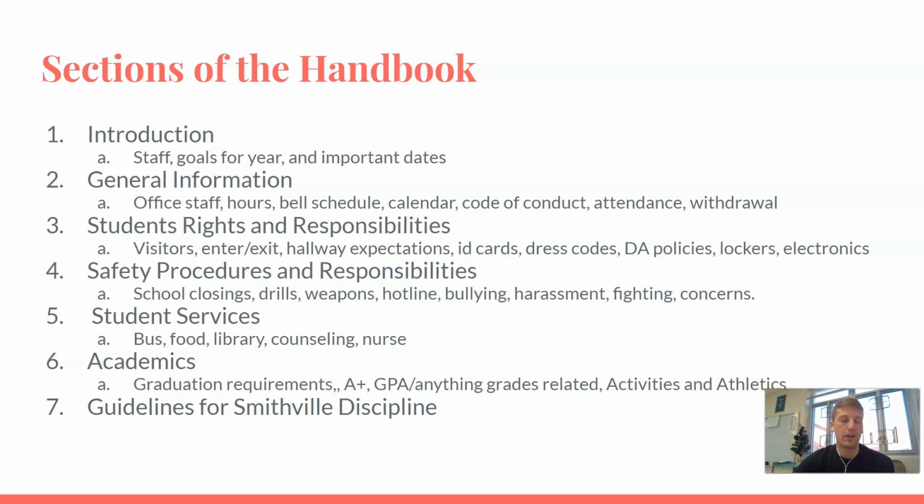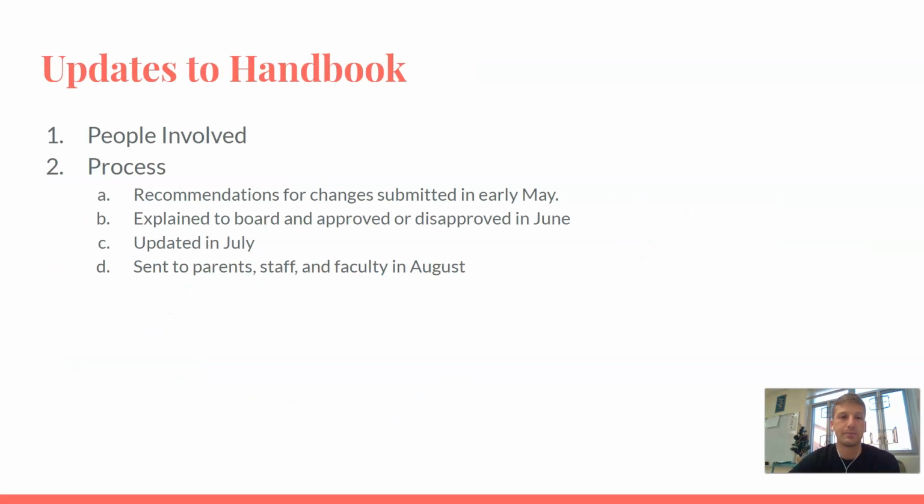Student services is the next section, which includes the bus routes, the food, the library, the counseling, and the nurse's office. And then you have academics, which is graduation requirements, A+, GPA, anything grades related, and then all the activities and athletics that we offer. And then guidelines for Smithville discipline. We have a warrior matrix that tells you how students are supposed to behave in all areas of the building.